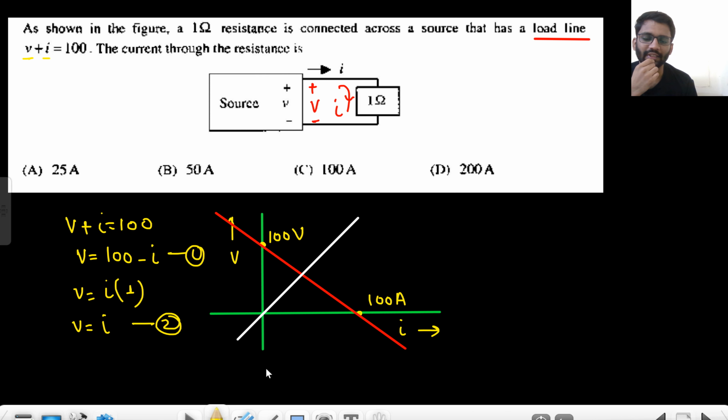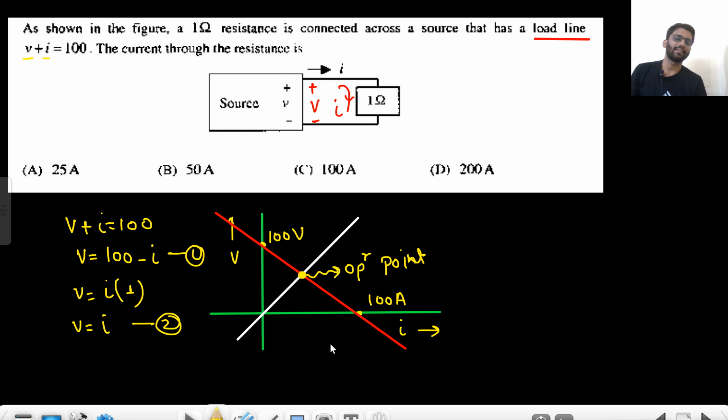At what point do these two graphs cut? They are cutting at this point. This is known as the operating point. At this point your circuit will run. You need to find the value of V and I here, or they are simply asking for the current. So just solve these two equations. Put I equals 100 minus I, so your I value is 50 ampere. That's the final answer.